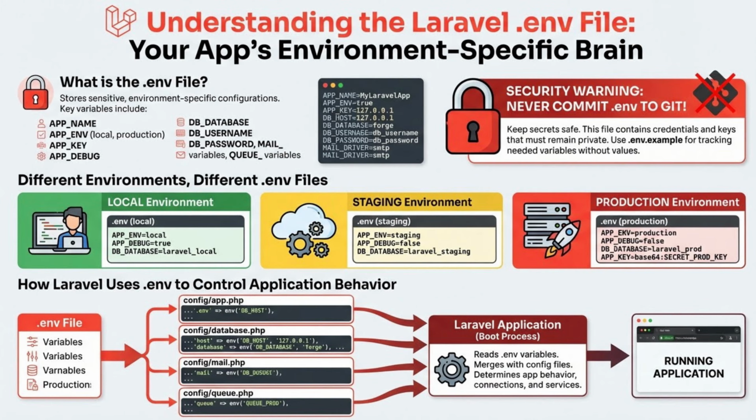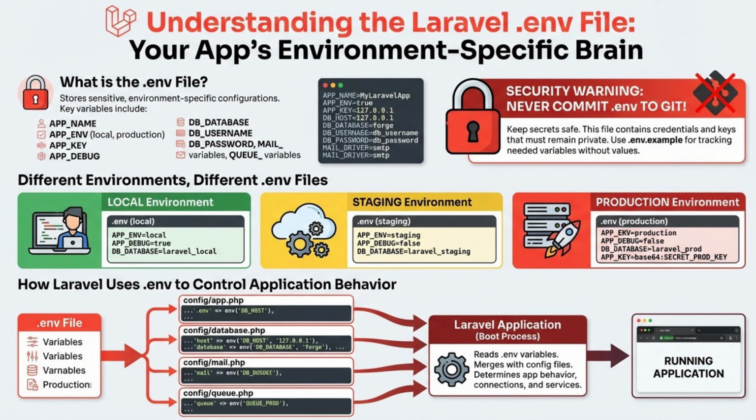During the boot process, Laravel reads all these .env variables and merges them with the configuration files stored in the config folder. When config/app.php needs to know the app's time zone or environment, it pulls those values from .env. When config/database.php needs the database connection details, it reads them directly from .env as well. The same pattern applies to mail settings, queue connections, cache drivers, and almost every other subsystem in the framework.